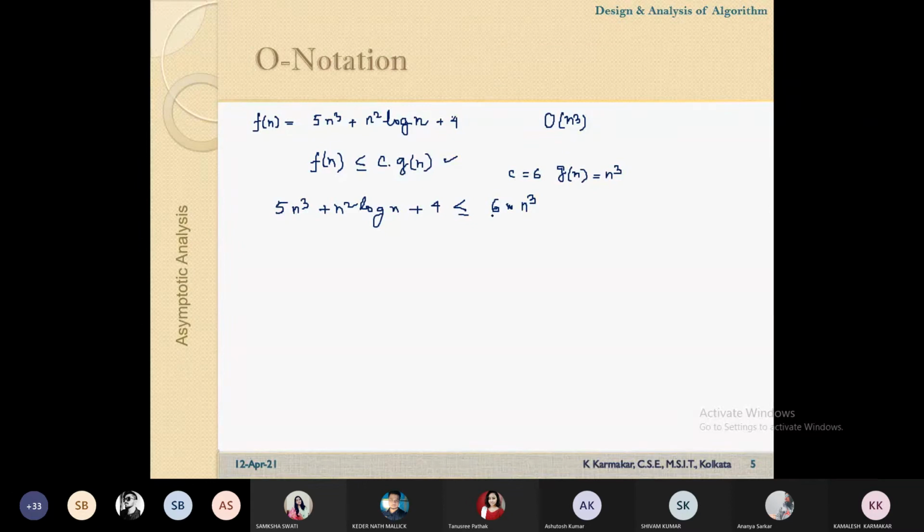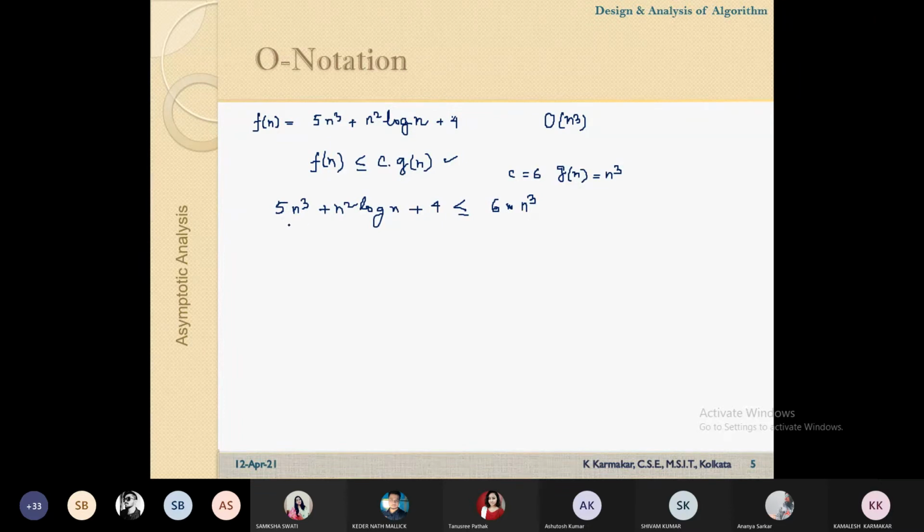Now you may think that why we are putting 6 here? Can I put 4? If I consider that c equals to 4 instead of 6, then in the left hand side, we have 5n cube. In the right hand side, if I put some smaller constant, then it will never be satisfied, because with the increase of n, this value will always be multiplied by 4, and in the left hand side, it is being multiplied by 5. So it will never be satisfied. So you have to put some value which is larger than this constant.